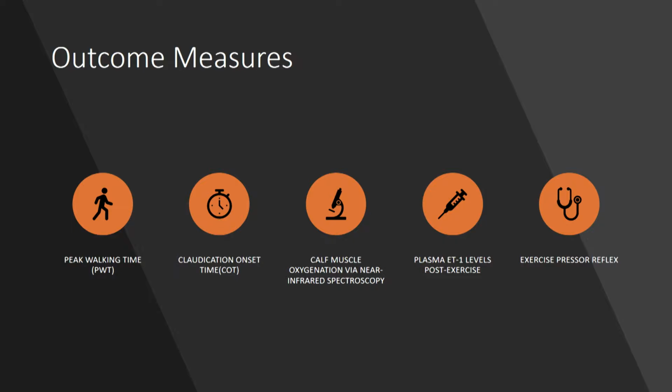So our outcome measures, we're looking at peak walking time, which is how long the patient can walk on the treadmill. We're looking at claudication onset time, when the patient reports that they are having calf pain. We're looking at calf muscle oxygenation via near-infrared spectroscopy. That's a really nice device that's able to quantify indirectly the amount of oxygenated hemoglobin versus deoxygenated hemoglobin through infrared light impedance. We're also looking at our plasma endothelin-1 levels and our blood pressure during exercise.